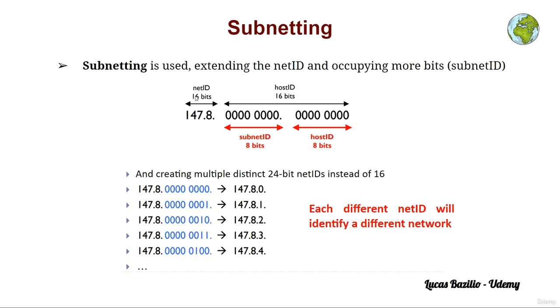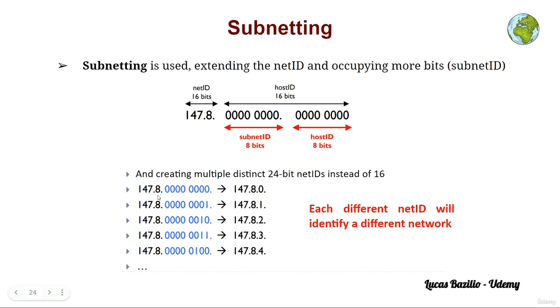So if we sum 16 plus 8, we get a value of 24. So now the net ID of each of these multiple networks will have 24 bits. For example, we can now create multiple different networks, and all of them will have 24 bits for the net IDs instead of the 16 that we had before.